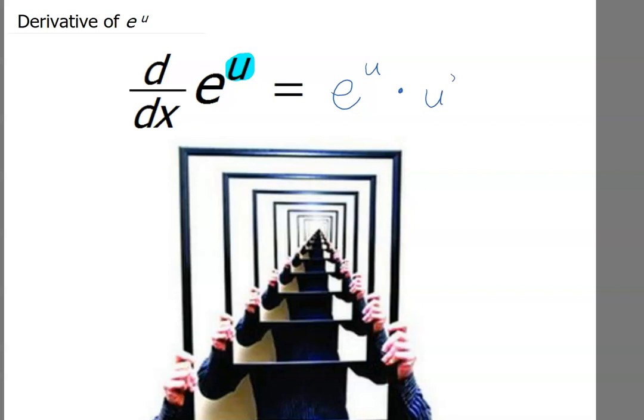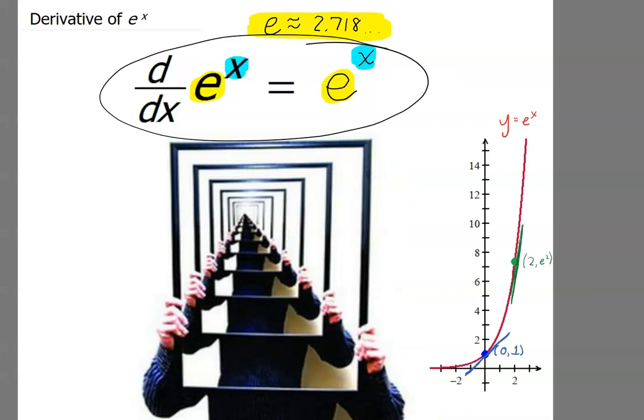If I go back a couple of slides here, if I wanted to just consider this as the same rule, e to the x has a derivative of e to the x.